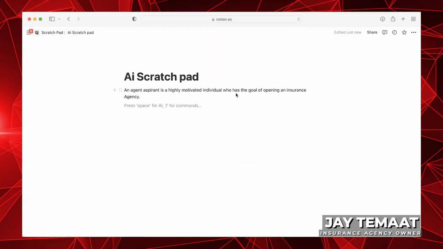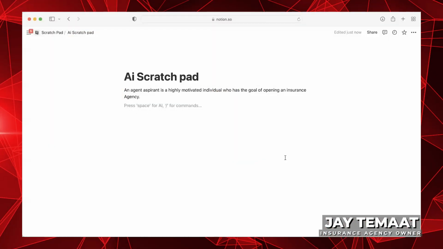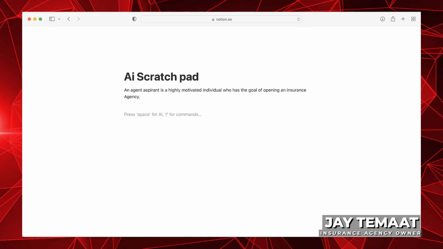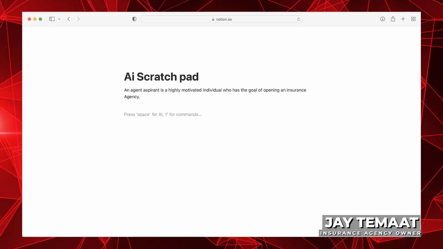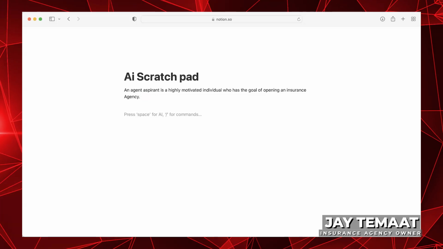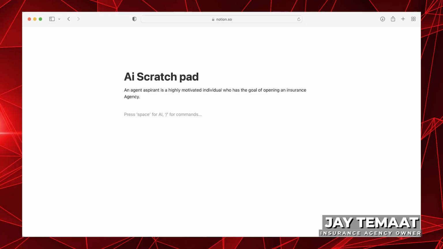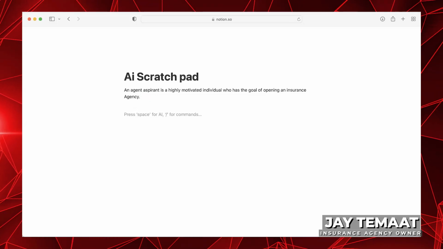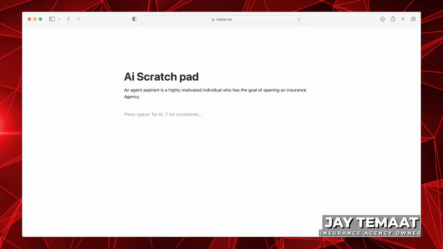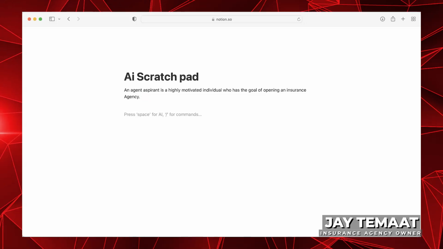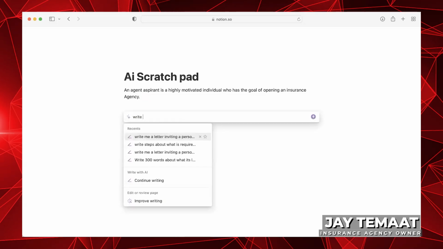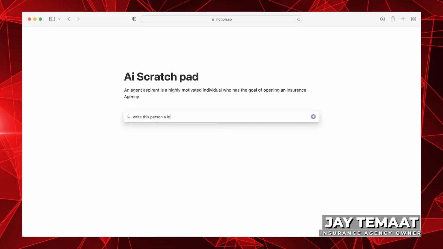Let's take a quick minute just to look at what an actual prompt looks like. You'll notice that on this page here, it's a Notion page, and it has artificial intelligence integrated into it. This is an artificial intelligence scratch pad that I just put together, and it says an agent aspirant is a highly motivated individual who has the goal of opening an insurance agency. And I could say something along the lines of, write this person a letter.